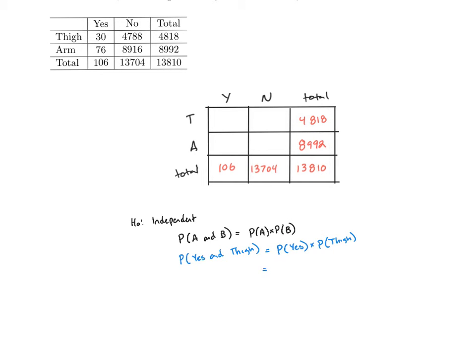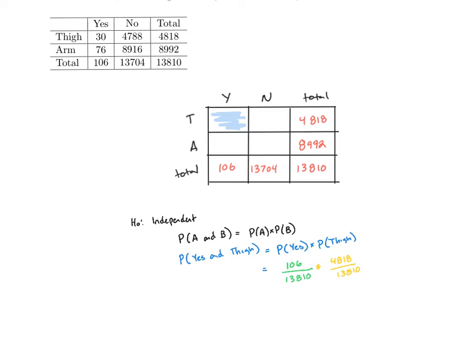I could find these values here based on my table. So the probability yes, a kid has severe reactions is 106 over 13,810. Once again, tracing that yes all the way down. And chances they have a thigh injection would be 4,818 over 13,810, tracing the row across. And what this would give me then is the probability that, yeah, a kid had a severe reaction and that their injection was in the thigh. Now, what I actually want to find in this specific instance is not this, but rather what goes right here. That is, I don't want the probability a kid has this happen. I want the number of kids that have this happen.